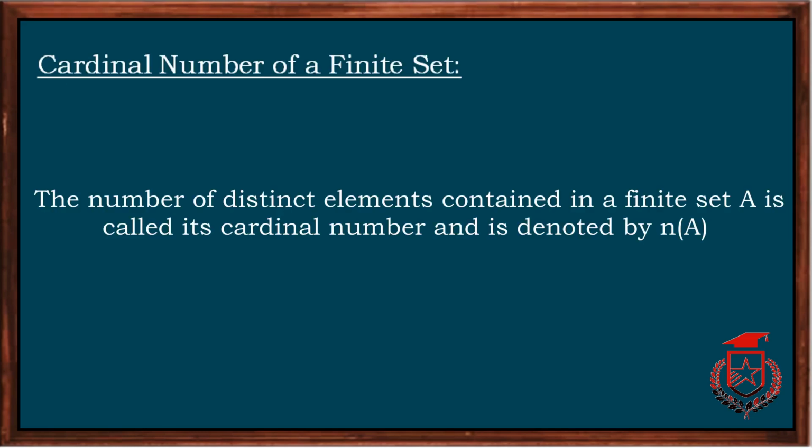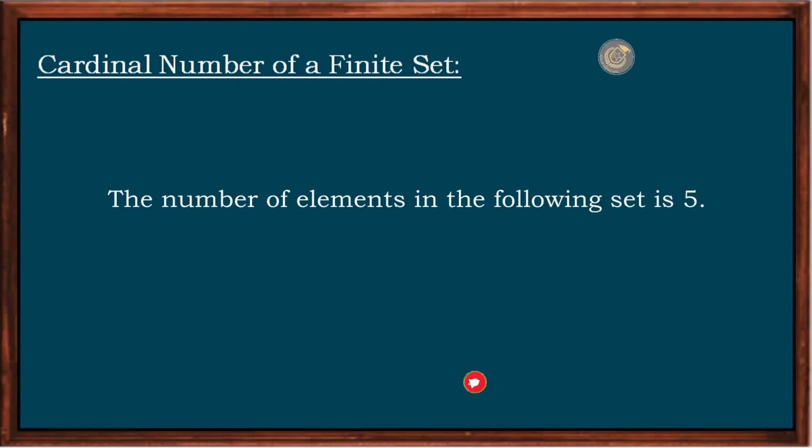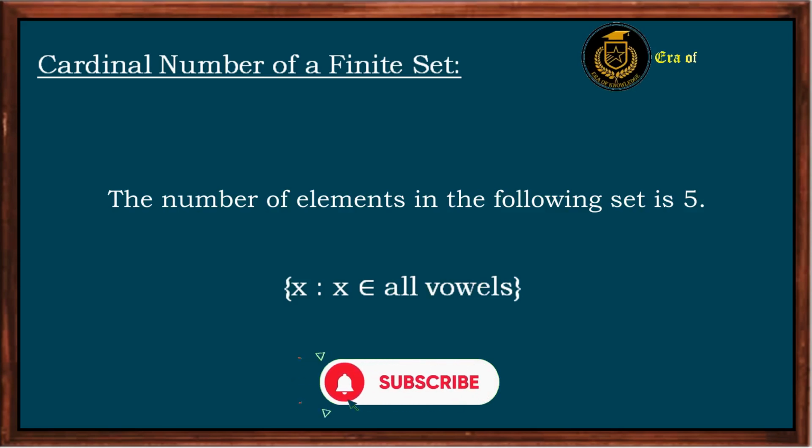The number of distinct elements contained in a finite set A is called its cardinal number and is denoted by n(A). For example, if A equals {1, 3, 5, 7}, then n(A) equals 4. Another example, the number of elements in the following set is 5.